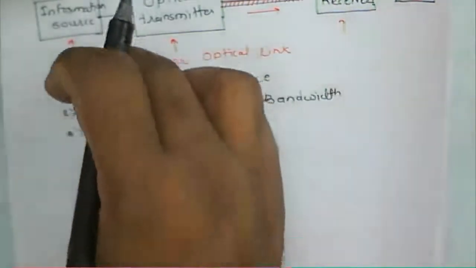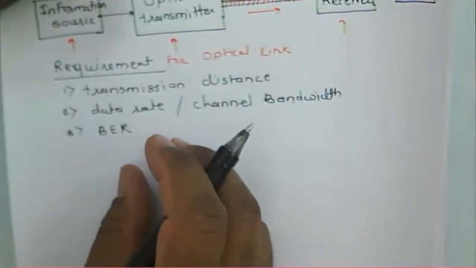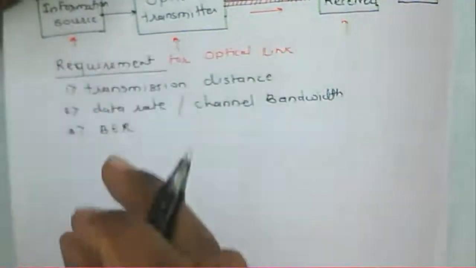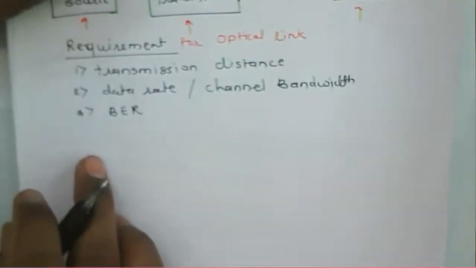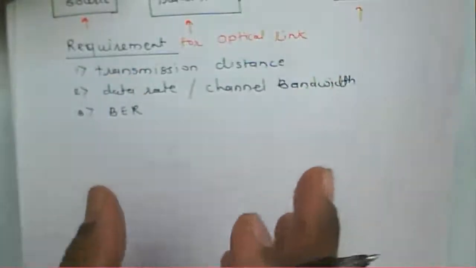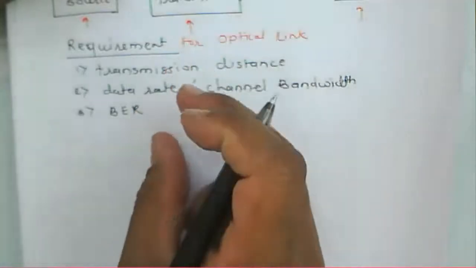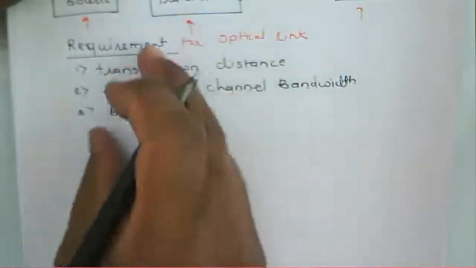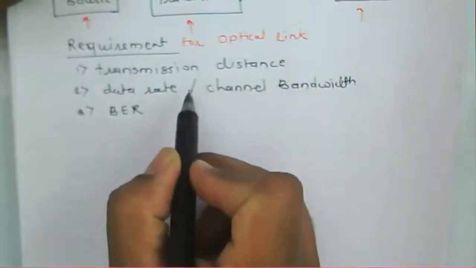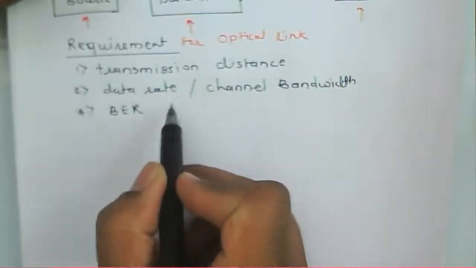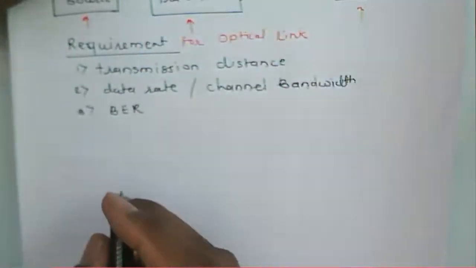So now these are the main requirements for the link, and to fulfill those requirements for this optical link we require specific components. The component that provides the transmission distance will be a fiber, then the data rate is about the transmitter side, then the bit error rate at the receiver side.